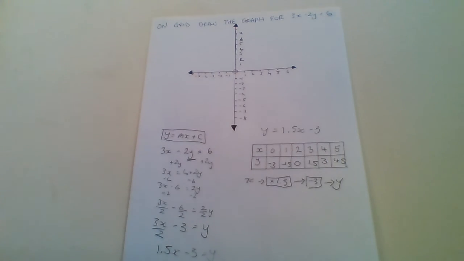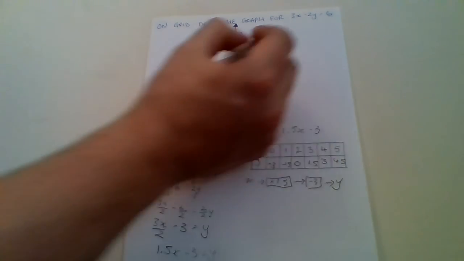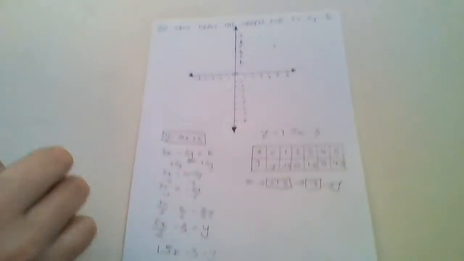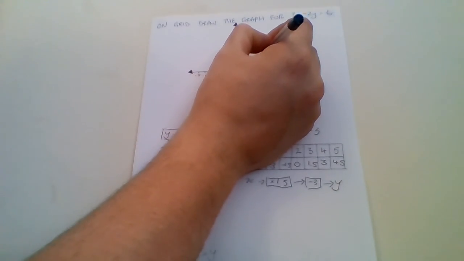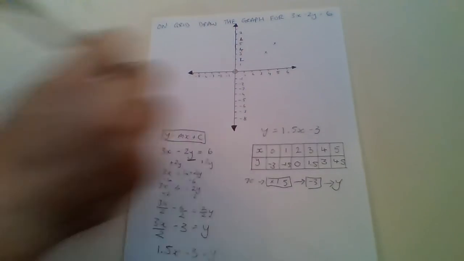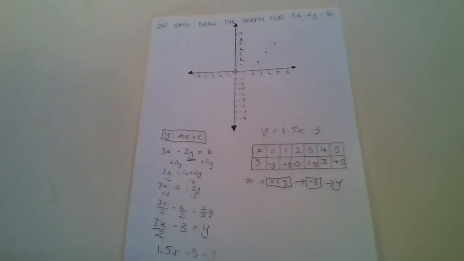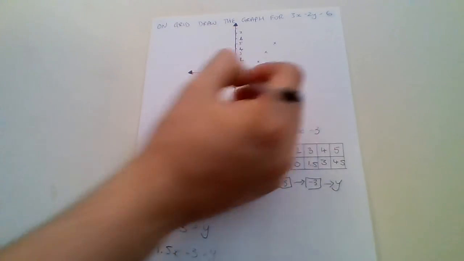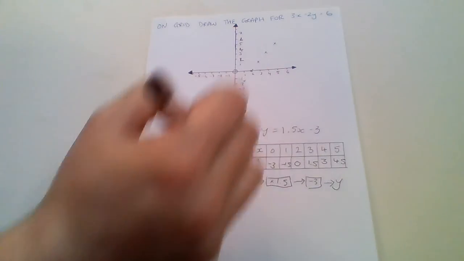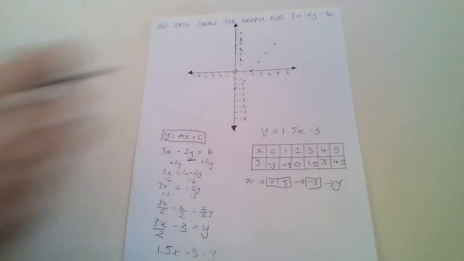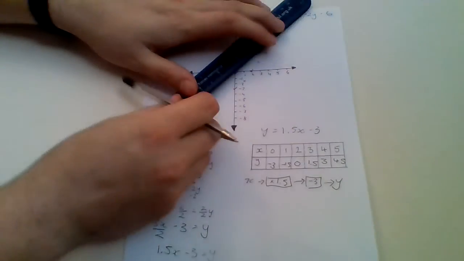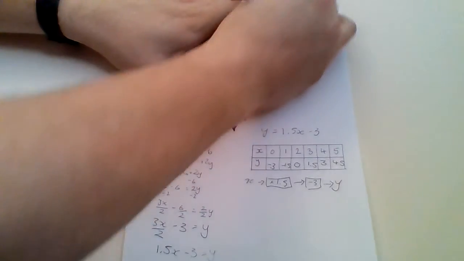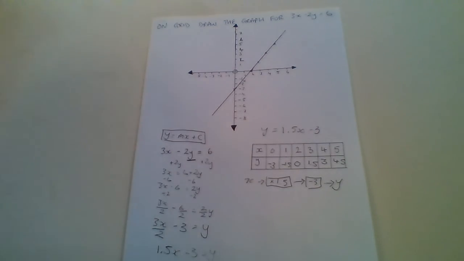Next job, I'm just going to plot them, and then I should get a nice straight line. So 5, 4.5 would be there, 4, 3 would be there, 3, 1.5. Again, remember, you're looking for a nice straight line because it's a linear line. And then 0, minus 3 is there. So again, you should get a nice straight line. So I'm going to draw it with my ruler all the way along. Okay, and that's how you're going to do it. Hope that helped.